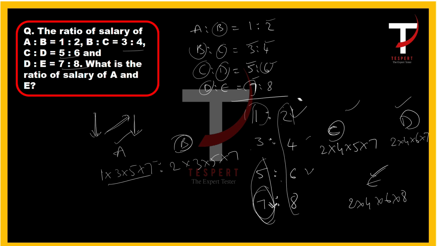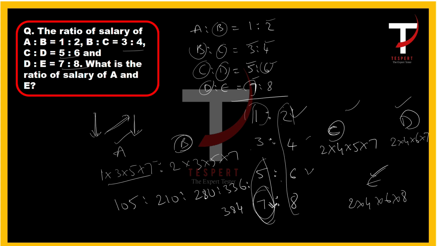So what is the ratio of salary of A and E? So find the values here. A is equal to, multiply 1 into 3 into 5 into 7, which is equal to 105. B is equal to 210. C is equal to, let me write it here, C is equal to 280 and D is equal to 336 and E is equal to 384.